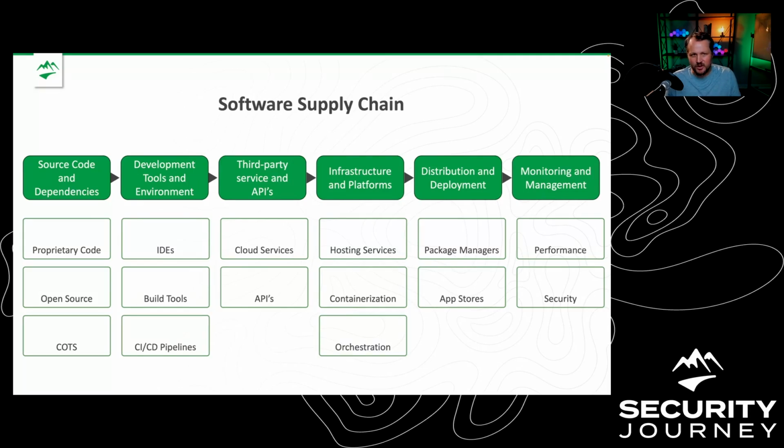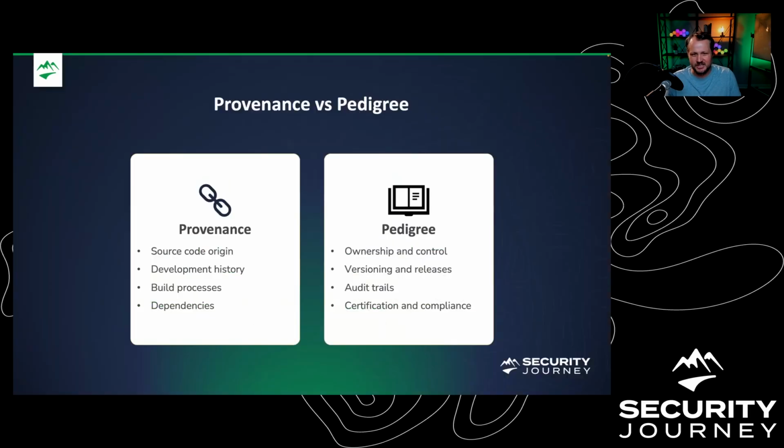So now that we have a better frame of mind of what the supply chain is, let's start talking about some terminology that I think is important to understand when discussing these things. There are two terms that are thrown around a lot: provenance and pedigree. Between provenance and pedigree, these are very similar terms. A lot of what they mean can be kind of convoluted. There are a lot of different opinions on how these are actually defined.